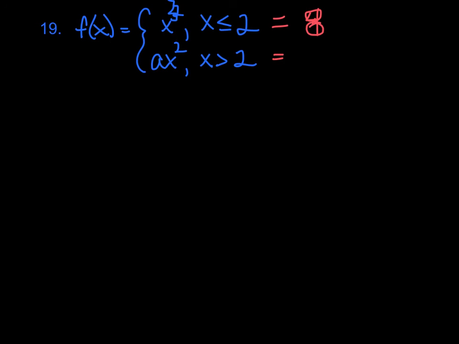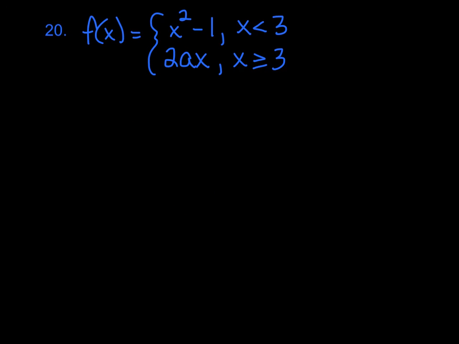Okay. And now I'm going to plug 2 into the bottom, and I'm going to get 4a. Now they're saying that it is continuous. We are to assume that it is continuous. So we're going to set the top and the bottom equal to each other, right? Because we know if things are continuous, those should be equal to one another. And so then I'm going to end up with a equals 2.